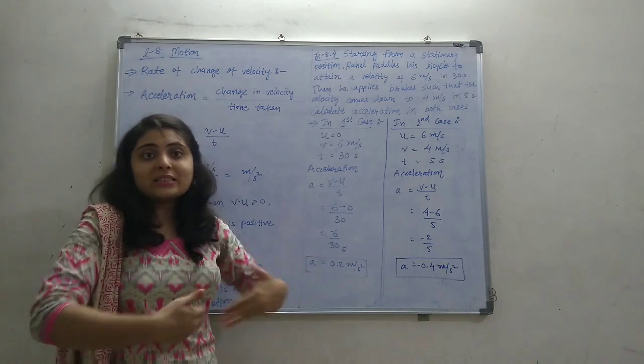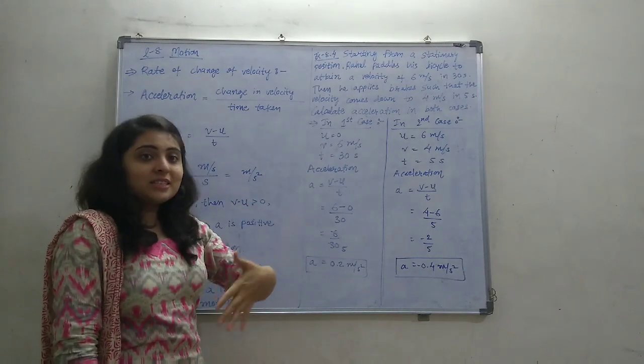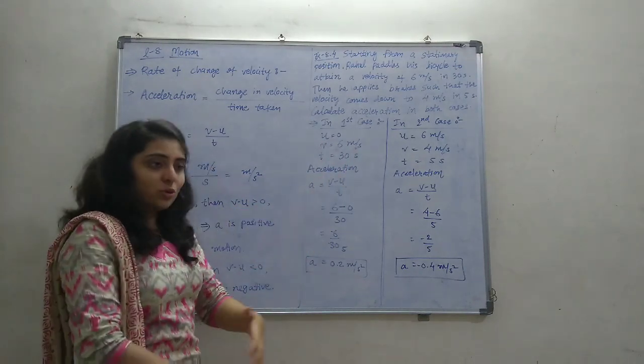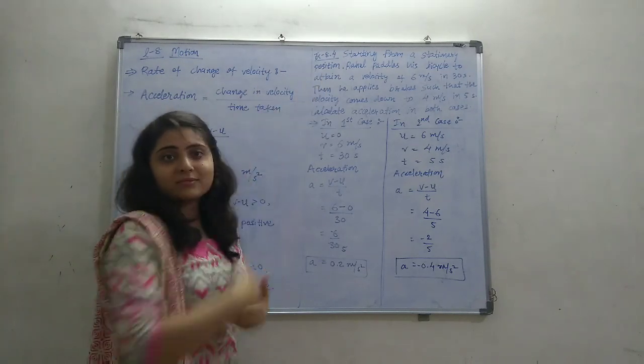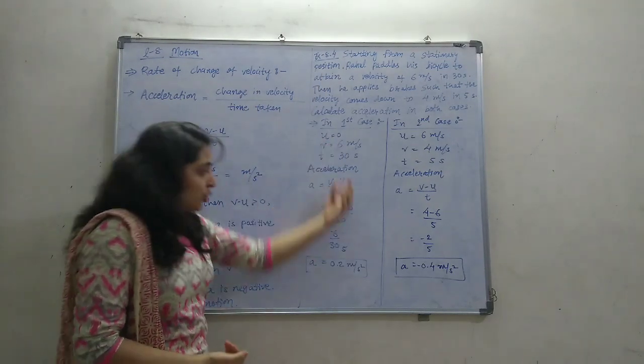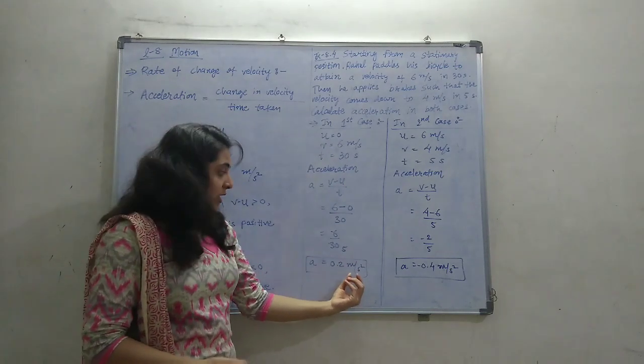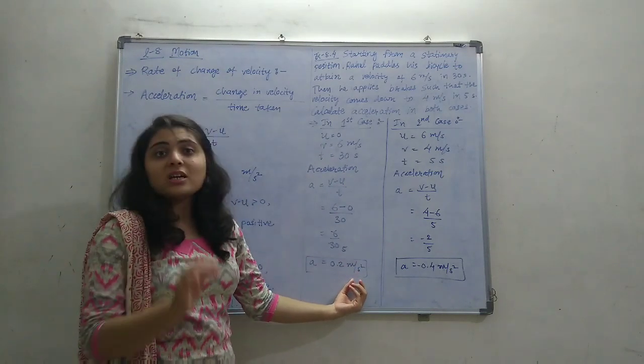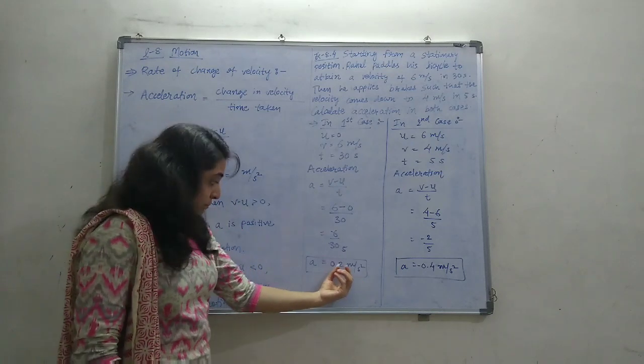It means that it is the accelerated motion, meaning the velocity is increasing. So here it is increasing from 0 to 6, increasing velocity. So this is how we can find the acceleration. Units are very much necessary in the answer. If you forget to write the units, the marks will be cut.